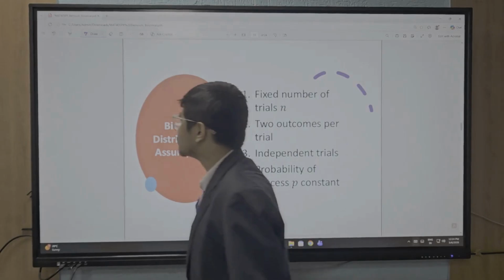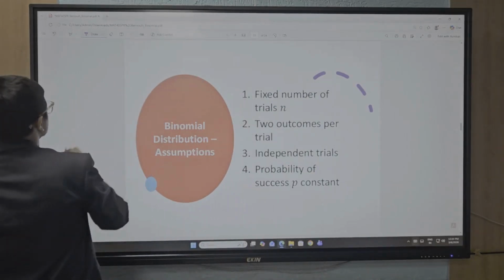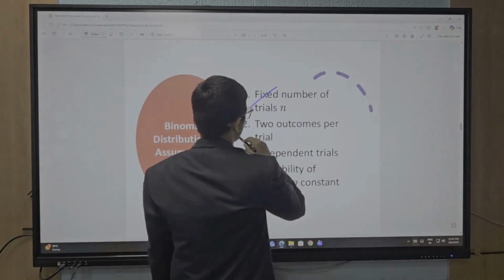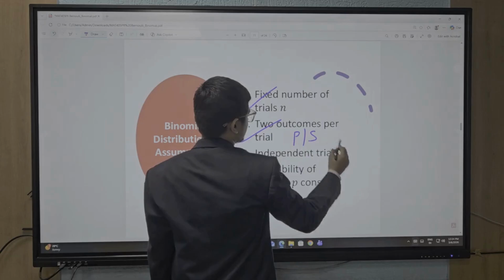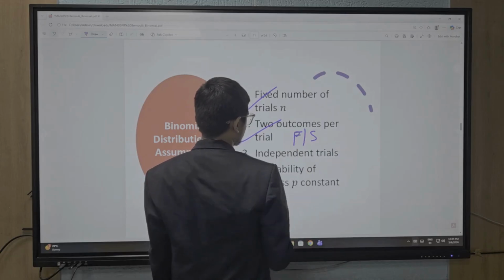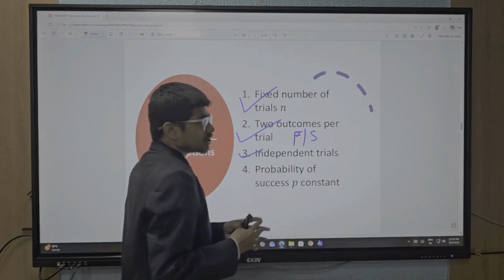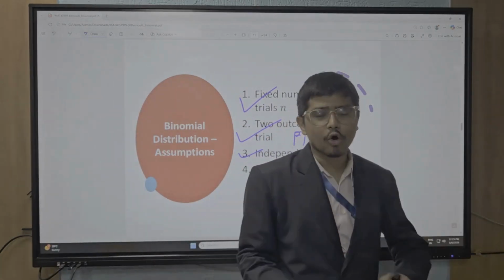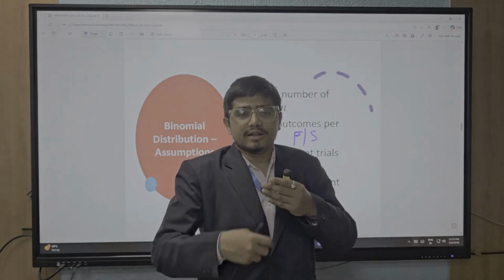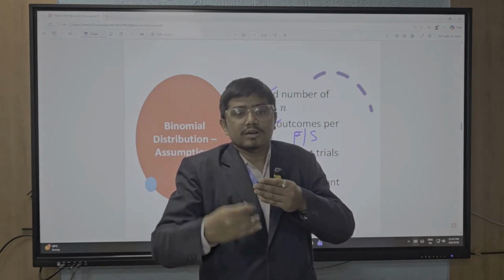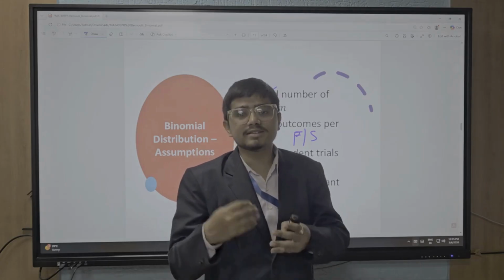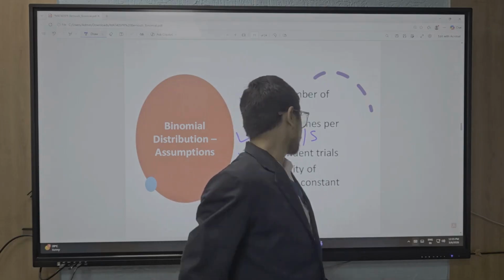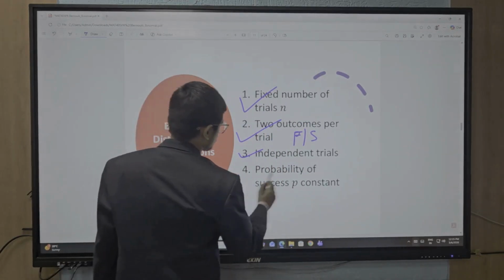Now the assumptions of the binomial distribution. The number of trials is fixed. There are 2 outcomes per trial, meaning probability of failure and success. Trials are independent. For example, while tossing a coin, if I get head, then tail, then head, then tail, then head, that is intentional, meaning bias, so the binomial distribution will not work here. The probability of success is constant.